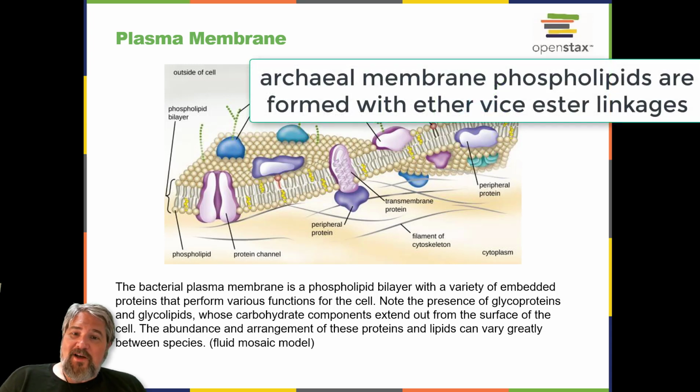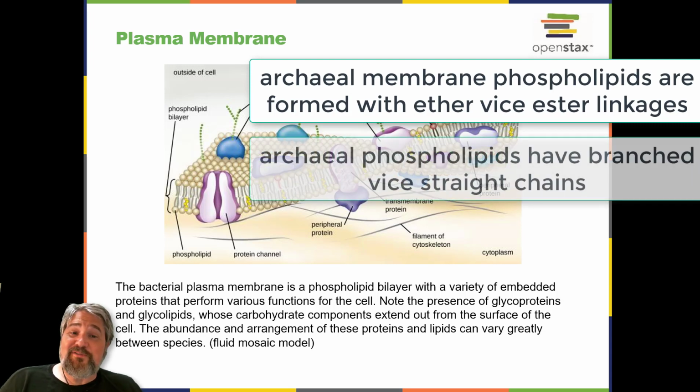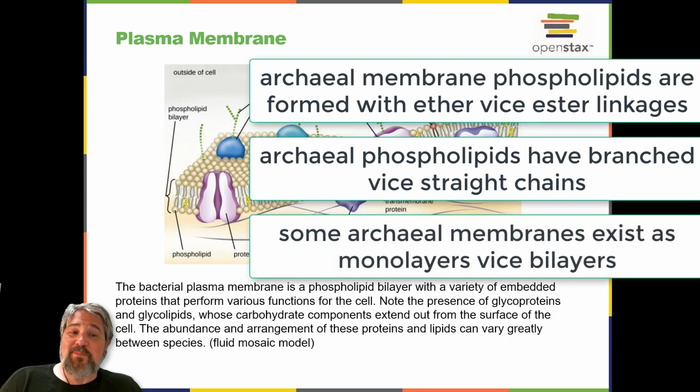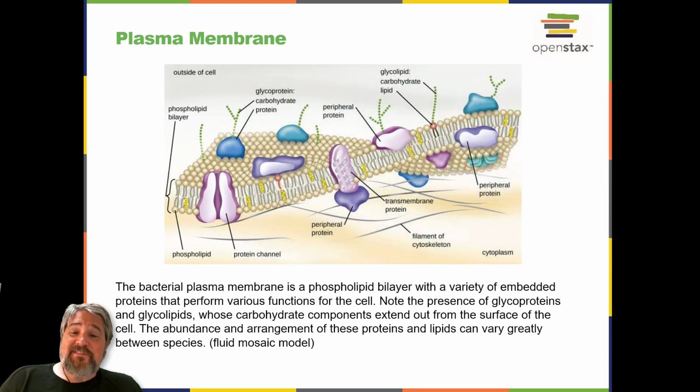First, archaeal membrane phospholipids are formed with ether linkages, in contrast to the ester linkages found in bacterial or eukaryotic cell membranes. Second, archaeal phospholipids have branched chains, whereas those of bacterial and eukaryotic cells are straight-chained. Finally, although some archaeal membranes can be formed of bilayers, like those found in bacteria and eukaryotes, other archaeal plasma membranes are lipid monolayers.